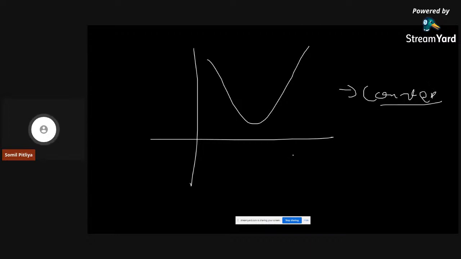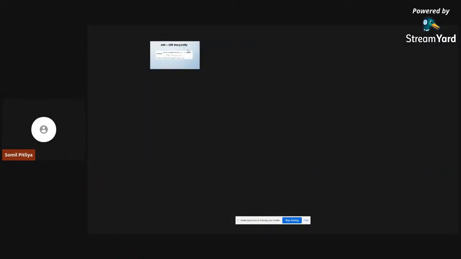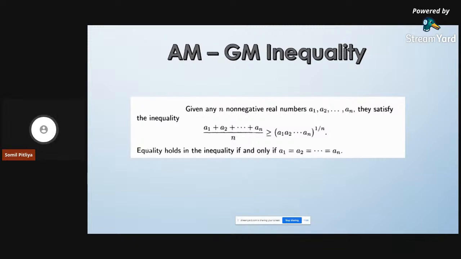It's a basic knowledge that I want to give you. Now let us apply this knowledge in the AM-GM inequality. So we have this AM-GM inequality. Now let us move to Jensen's inequality.